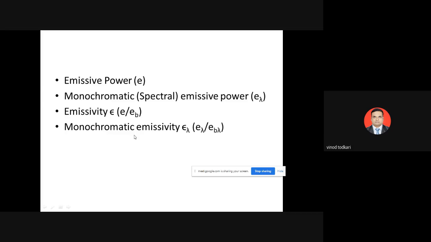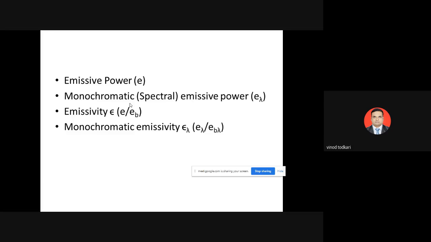Now here the word is monochromatic. Emissivity is the ratio of emissive power of a body to emissive power of a black body. Now, it is monochromatic emissivity. So, it is the ratio of monochromatic emissive power of a body to monochromatic emissive power of a perfectly black body at the same temperature. Intentionally, I have not written these definitions because you have already gone through these four definitions. But from an exam perspective, these definitions are very important.